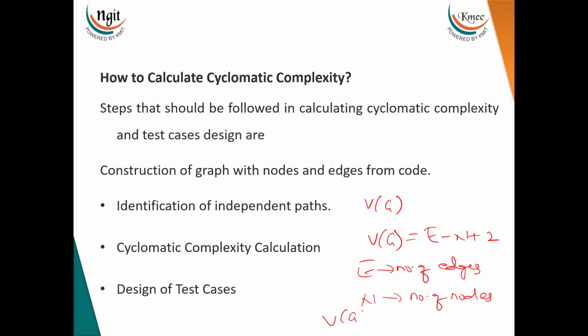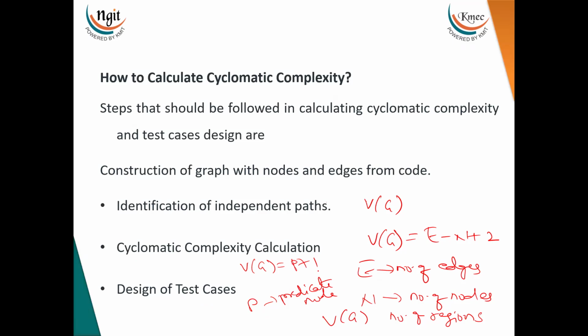V of G is the number of regions. P is for predicate nodes. P we call as predicate node. Where did P come from? V of G is equal to P plus 1.